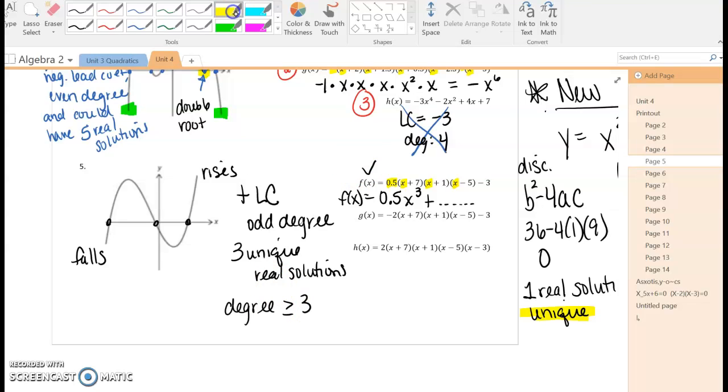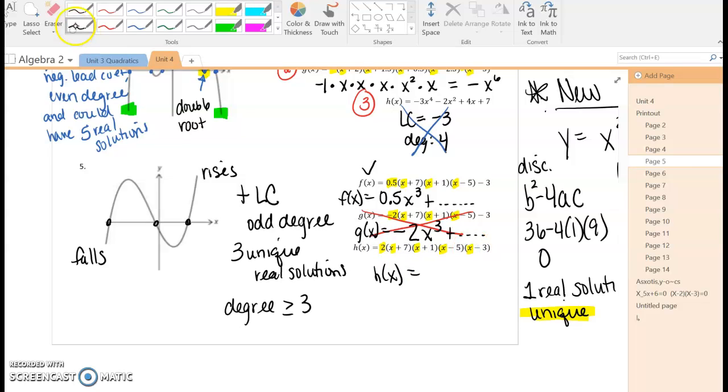Let's look at g of x. G of x is negative 2 times x times x times x. So g of x is negative 2x cubed, plus, who cares what the rest of it is? The rest of that won't tell me much more about the graph. Since that's the case, this is a negative lead coefficient, so g of x is out. And then h of x is going to be equal to 2 times x times x times x times x.